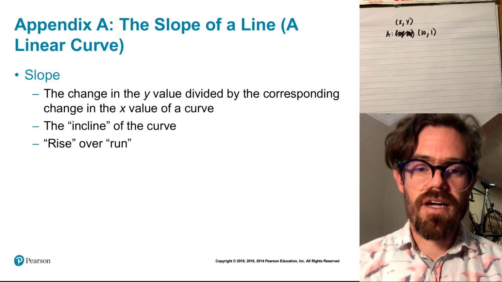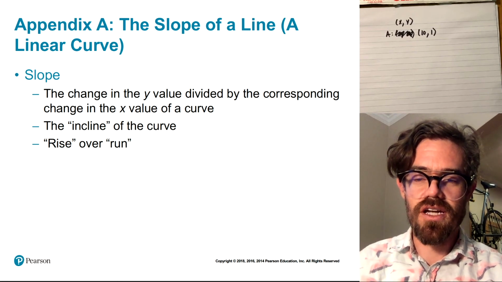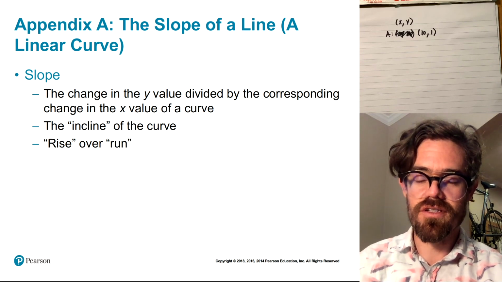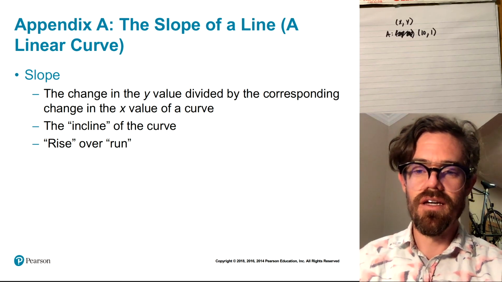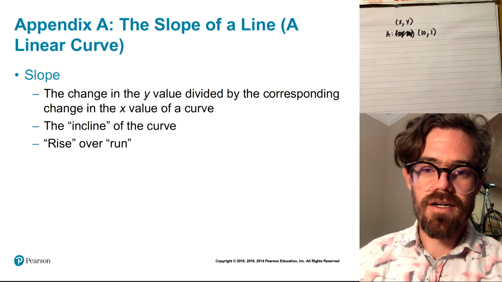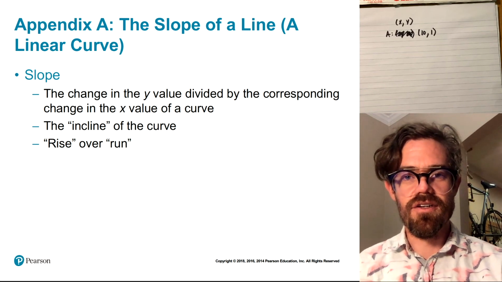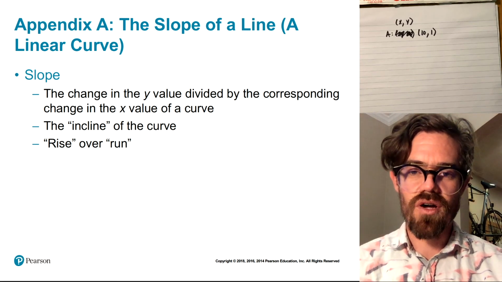Now, hopefully you've learned how to calculate slope. It's the change in the y value divided by the change in the x value. So if you take 2 points on a line and find how the y value changes and divide it by how the x value changes between those 2 points, that's the slope. It's also known as the incline of the curve. And a useful way to remember how to calculate it is that it's rise over run, right?